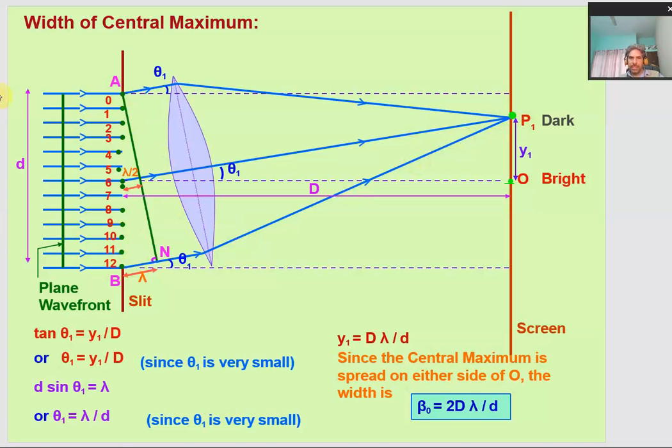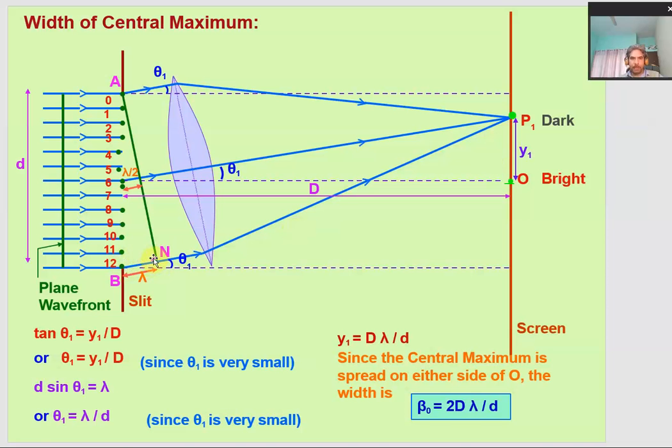So there is a path difference which we can show by drawing a perpendicular. We draw a perpendicular from point A on the line BP1, which meets the line of the light coming from the extreme point B of this slit at point N. So it is perpendicular here. That means the distance covered AP1 is less than the distance covered BP1. That means the light coming from this lower point is traveling an extra distance given by BN.